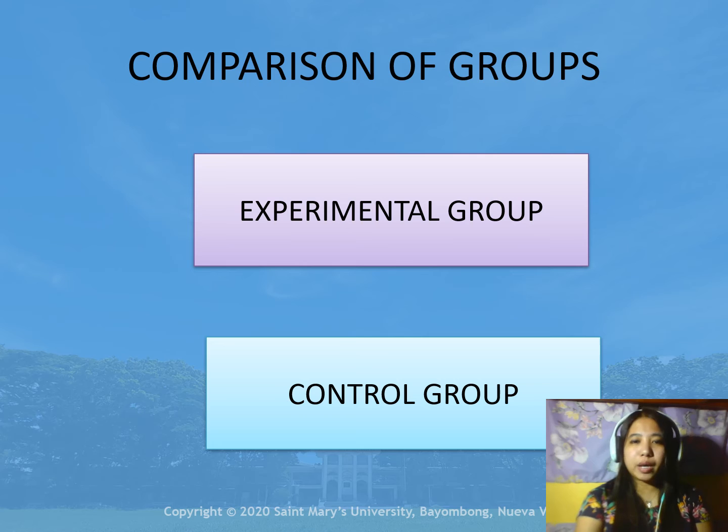However, if we are talking about educational research, it is just simply called a comparison group, and it is the use of traditional method or use of teachers' usual method.